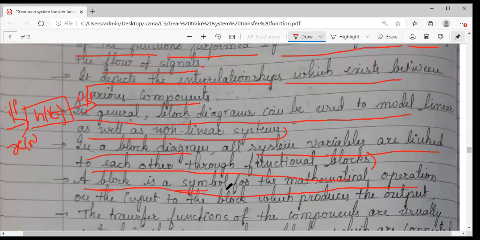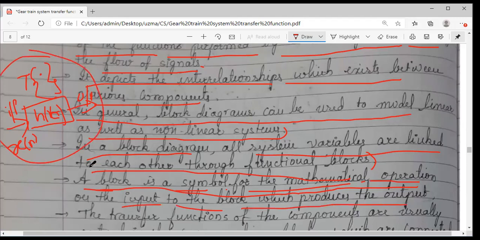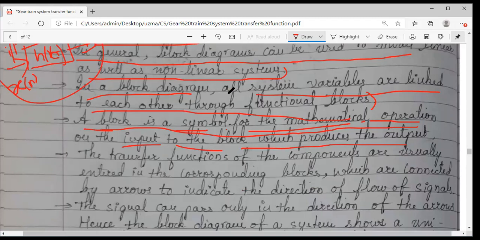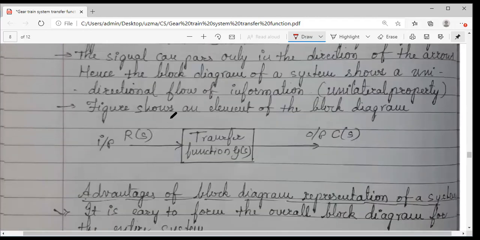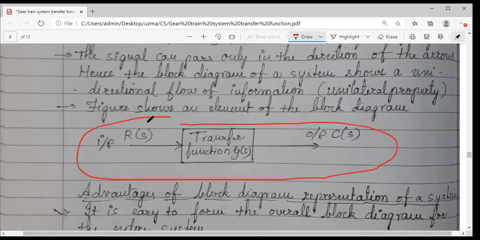A block is a symbol for a mathematical operation. I think in general you write it like this there, with some T operator. You will learn about it in future. So the input to the block produces the output. This is generally what I'm depicting. The transfer functions of the components are usually entered into the corresponding blocks, which are connected by arrows to indicate the direction of flow of signals. Something like this is what I'm telling you.